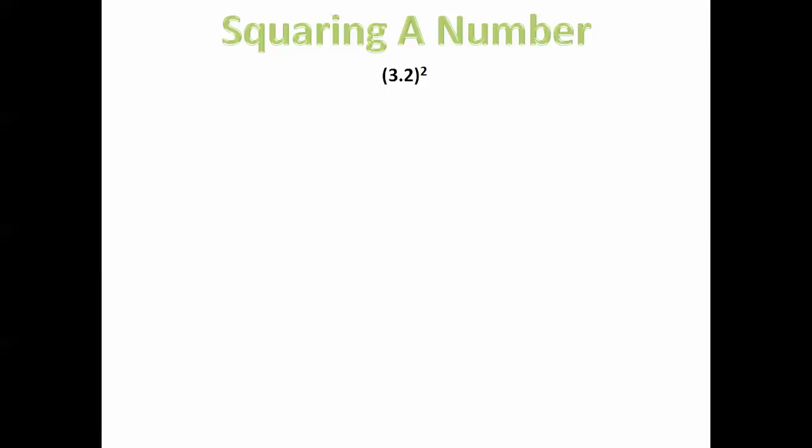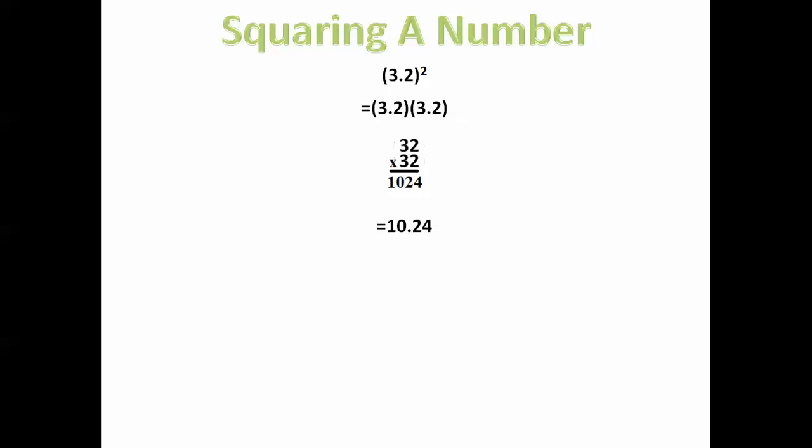So squaring a number. This is from one of our previous sections, but just to remind you, a number squared is equal to itself times itself. Because we are dealing with a decimal here, let's forget that there's a decimal and multiply it as if it is 32 times 32. And then we look at the numbers we were multiplying. There's one decimal place in 3.2 and one decimal place in 3.2. That means my answer is going to have two decimal places. So my answer is 10.24.